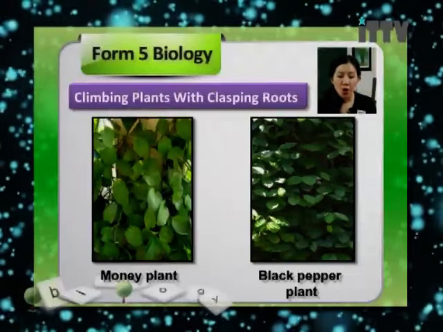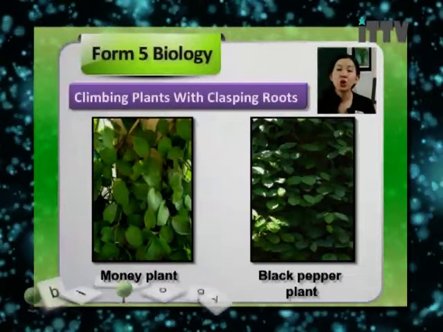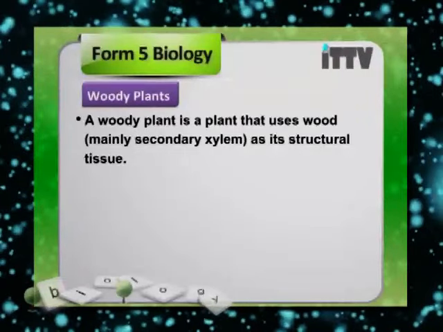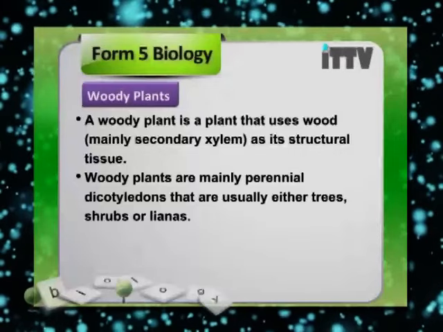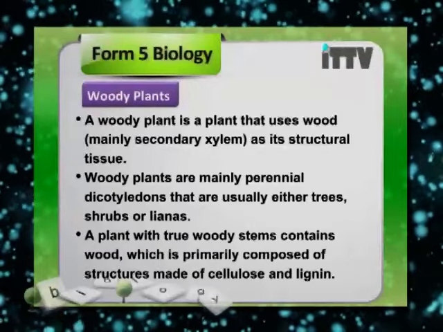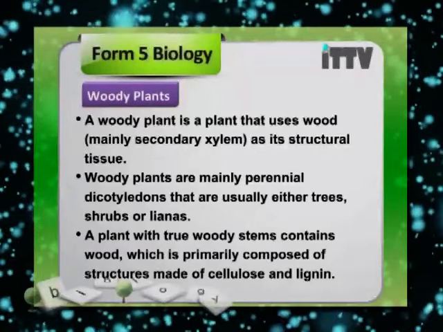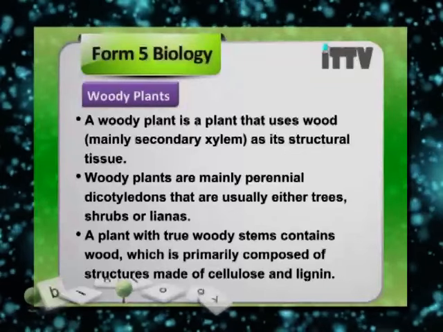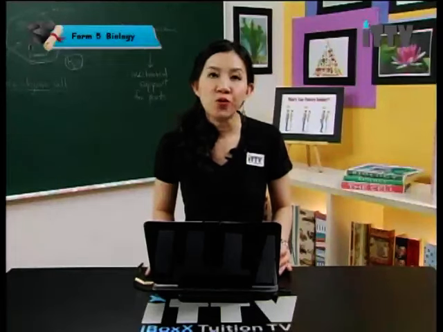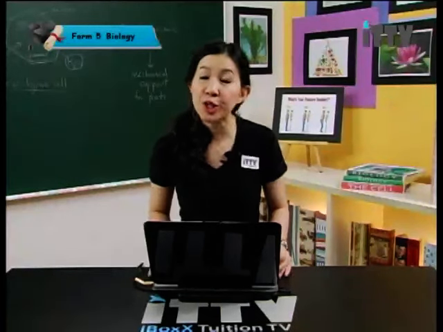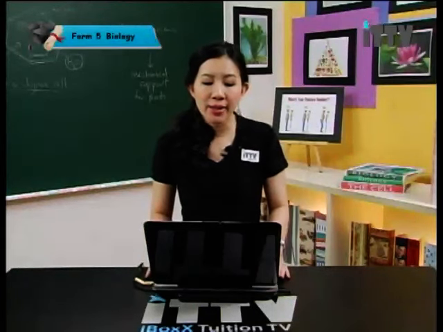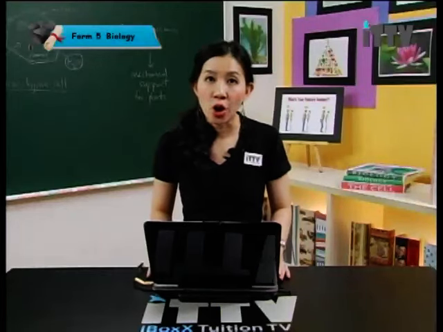So, let us move on to other types of plants, which are the woody plants. They are plants that use wood, mainly secondary xylem, as their structural tissue. Woody plants are mainly perennial dicotyledons that are usually either trees, shrubs, or lianas. A plant with true woody stems contains wood, which is primarily composed of structures made of cellulose and lignin. So, a perennial refers to plants that live more than 2 years, because there are plants that die after a period of time, maybe after 1 year. So perennial plants are those which live quite a long time.